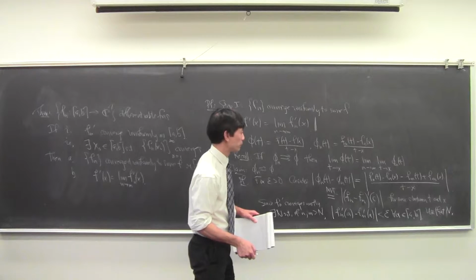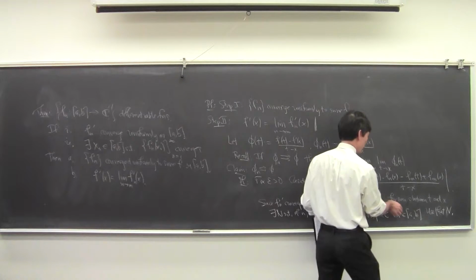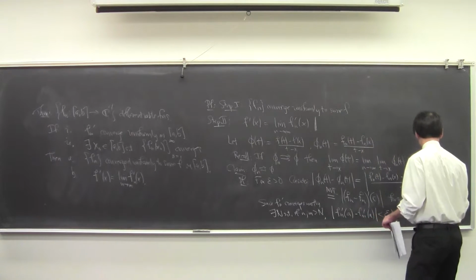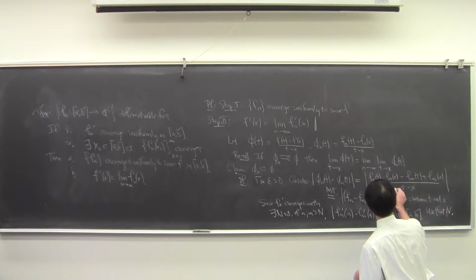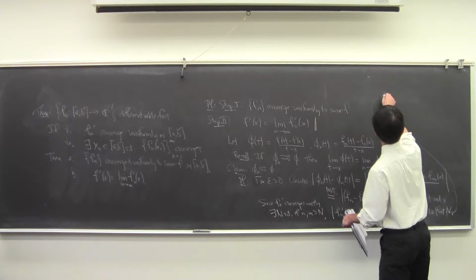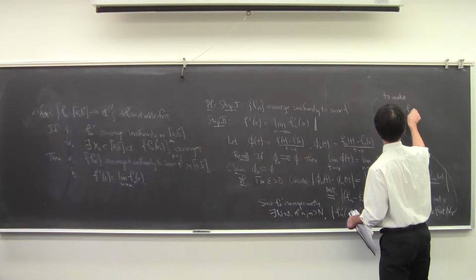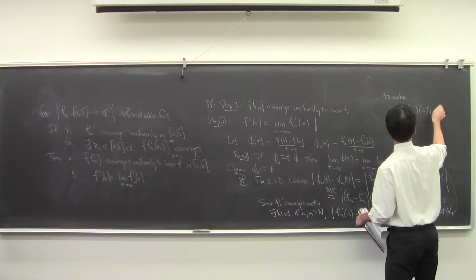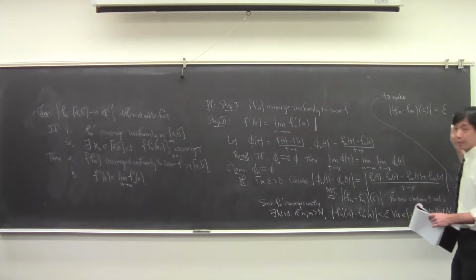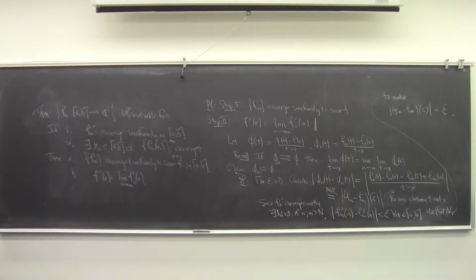Use that epsilon, then let me call this thing star. Use that n to make fn minus fn prime c smaller than epsilon. Okay, so that's the end. Right, because c is just some point in AB.